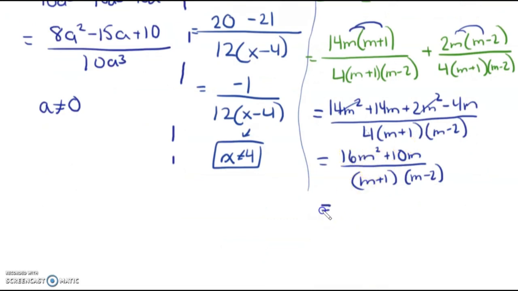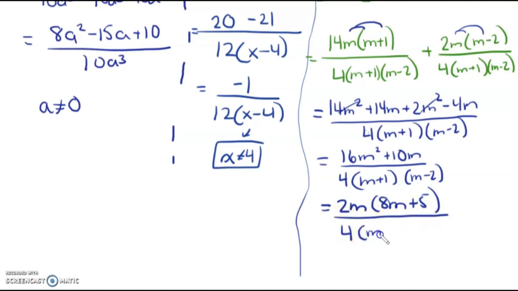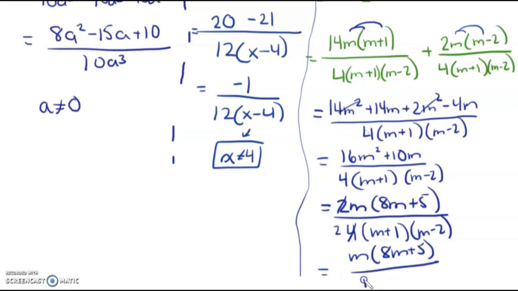And we can factor out, what can we factor out of the numerator? Just a 2 actually. Oh, there should be a 4 here. So I get 8m squared plus, oh, I can factor out a 2m. So we get 8m plus 5, and that's all over 4, m plus 1. Okay, and this is over 4, m plus 1, m minus 2. So the only thing here we can cancel out is this 4, and we get m, 8m plus 5 over m plus 1, m minus 2.